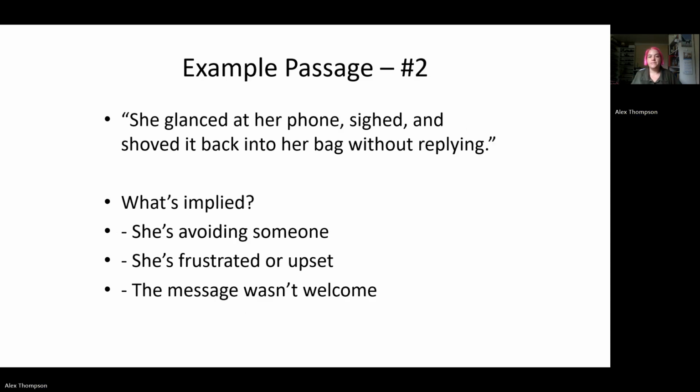If we have a look at this one, it says she glanced at her phone, sighed and shoved it back into her bag without replying. So what's implied? She could be avoiding someone. She could be frustrated or upset. Or she's received a message that isn't welcome, that she didn't want to receive. My first thoughts when I see she glanced at her phone, sighed and put it into her bag, I think she's waiting for a message that hasn't come through, or she has received a message that she's unhappy with. So again, we can interpret this in a number of ways.